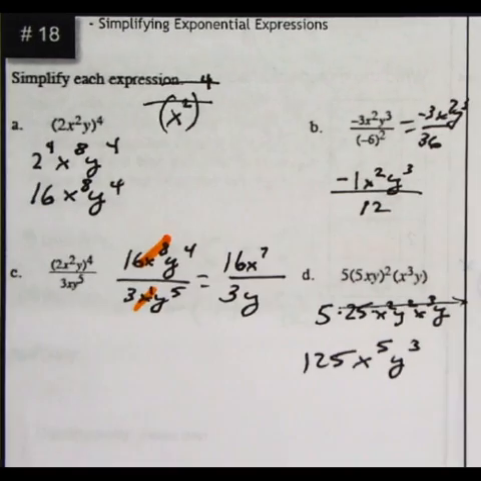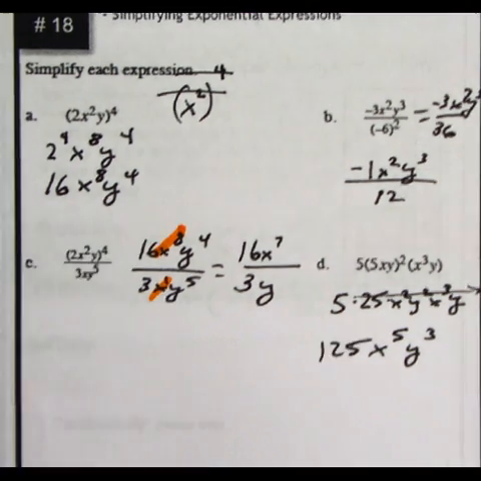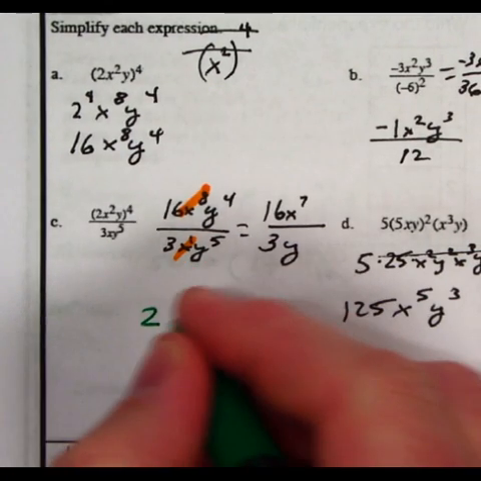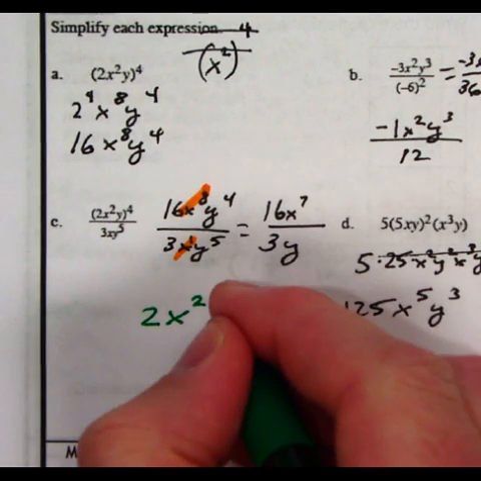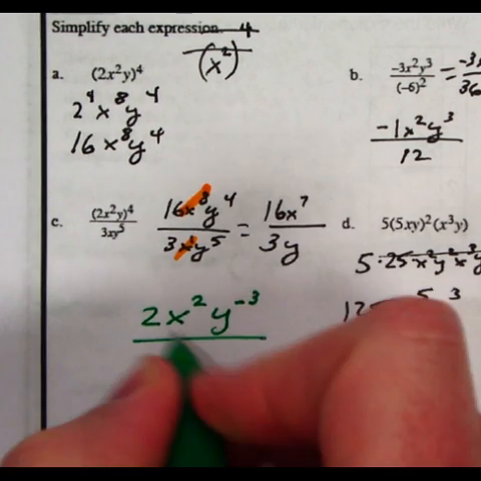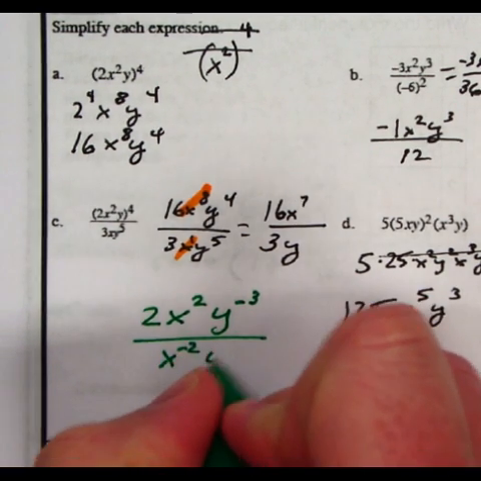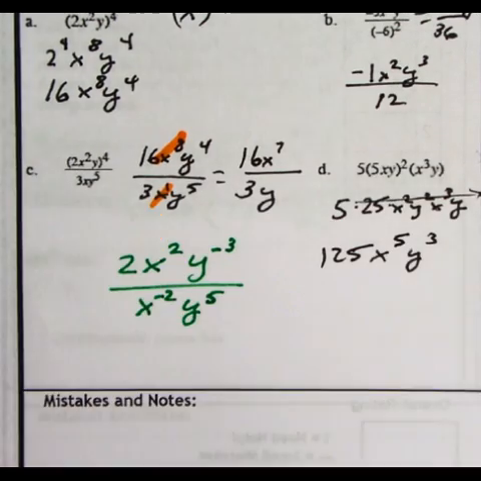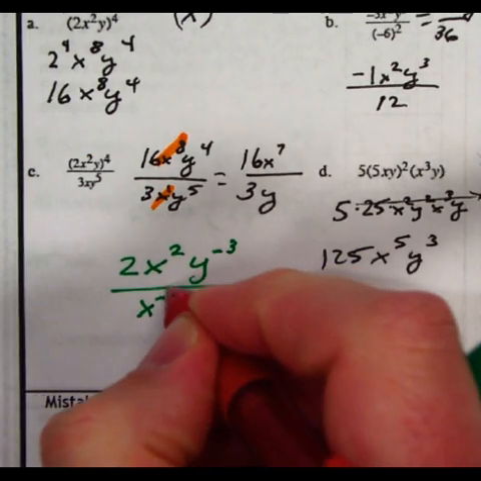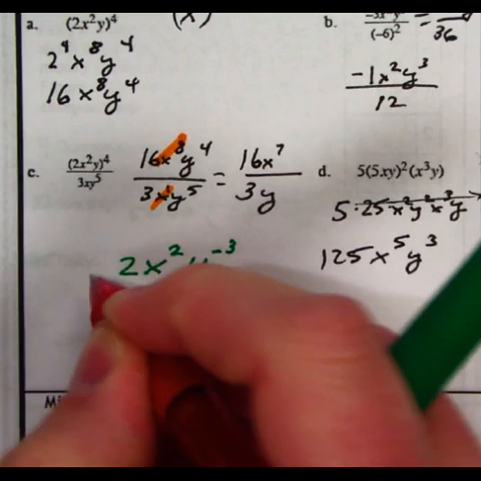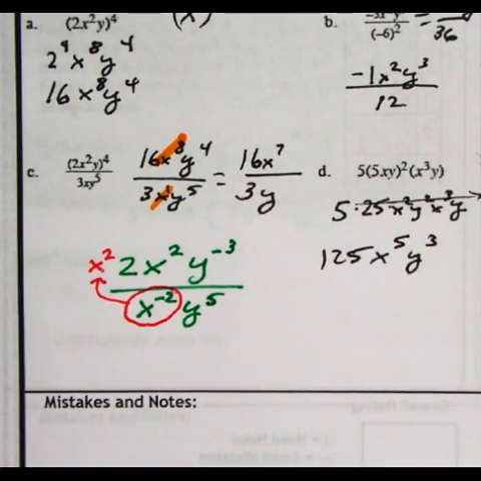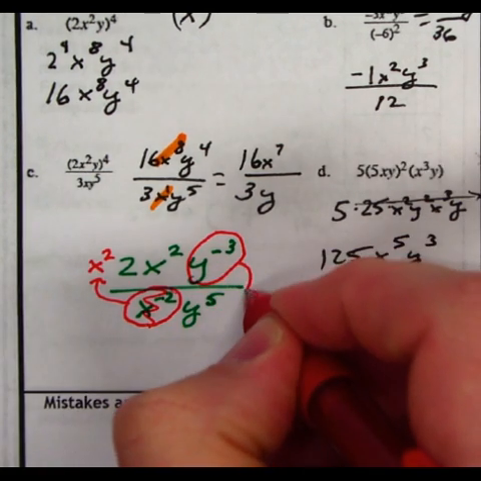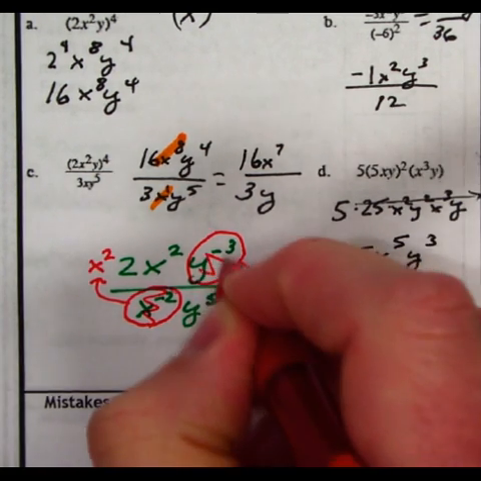One last topic that's not covered on here is negative exponents. So if we had a situation where we had 2x to the second, y to the negative third, over x to the negative 2, y to the fifth, something like that, you need to know that negative exponents flip. If I've got a negative exponent down here, x to the negative 2, I just flip it up to the top and it becomes x to the second power. That basically gets rid of it down here. Then this guy, y to the negative third, goes down here. It becomes y to the third. That gets rid of it up there.